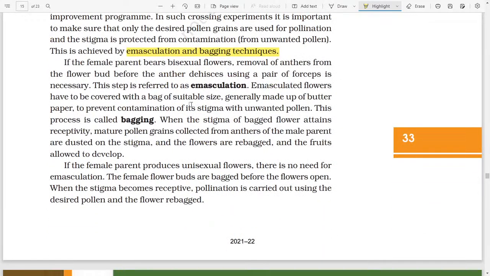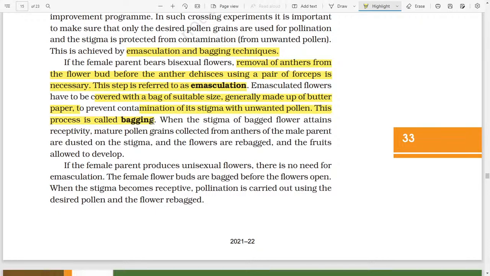If the female plants bear bisexual flowers, removal of anthers from the flower bud before the anther desiccates, using a pair of forceps, is necessary. This step is referred to as emasculation. The emasculated flower has to be covered with a bag of suitable size, generally made up of butter paper, to prevent contamination of its stigma with unwanted pollen. This process is called bagging.